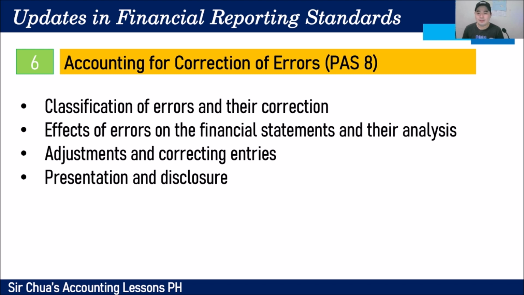Okay, so the thing that we will be learning here in correction of errors is how to correct them. You need to analyze what happens when your FS is wrong and what corrections you need to make. What is the effect of this error in your income statement? Is your net income overstated or understated? If you have overstated inventory, understated inventory, or you were not able to depreciate, what is the effect of those errors in the financial statements? So we will be talking about that as well.